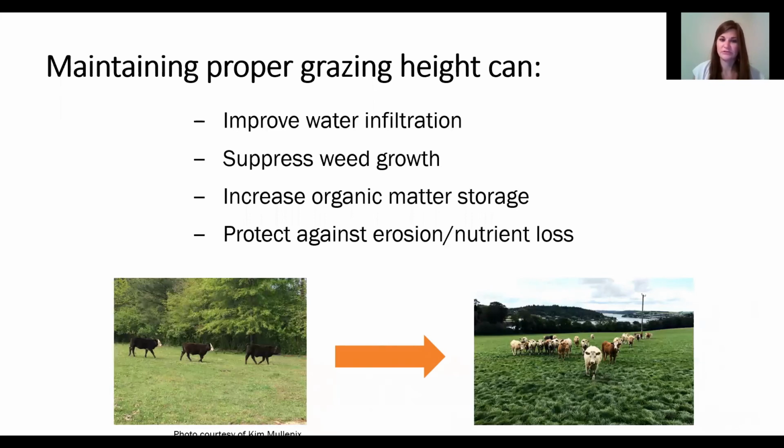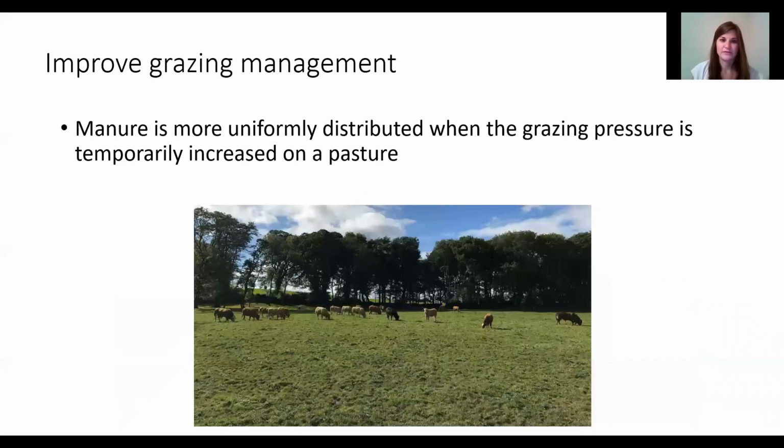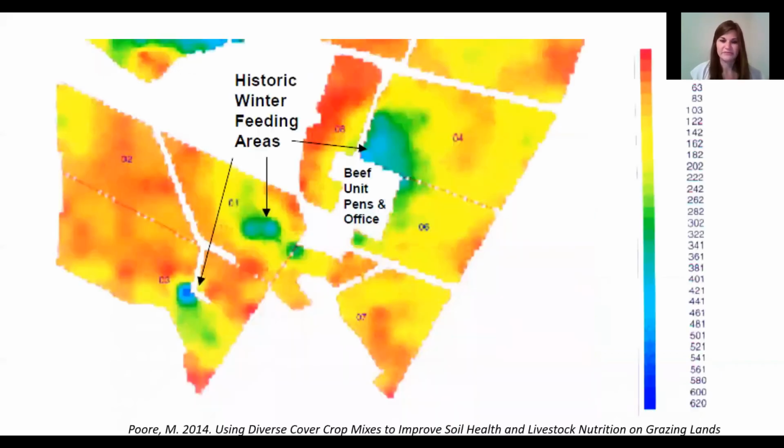And that will not only reduce erosion and nutrient loss, but it'll also help increase organic matter storage, which again is important for nutrient holding capacity of soil. And then maintaining proper grazing height can also help to improve water infiltration and suppress weed growth. And again, that results in manure that's more uniformly distributed, particularly when grazing pressure is increased temporarily and cattle are rotated frequently.